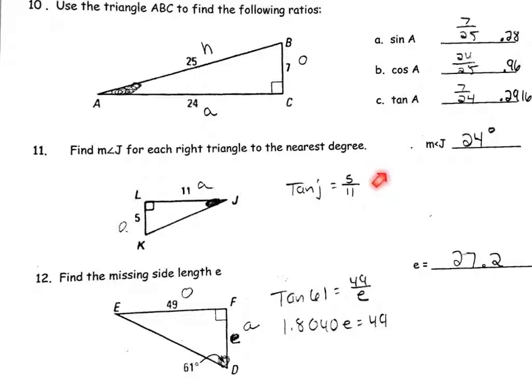What I was seeing, though, is some of you did not tell me your thought process. I need to see what ratio you're using. Are you using tan? Are you using sine? Are you using cosine? Which one are you using? So I need to see this work.